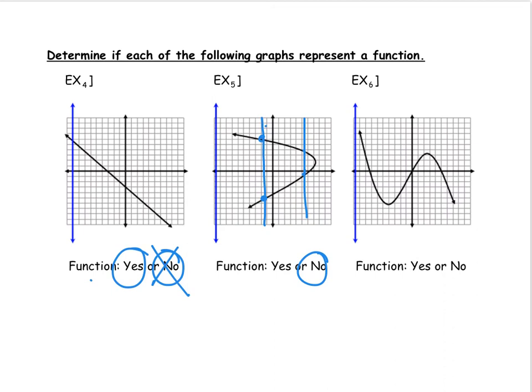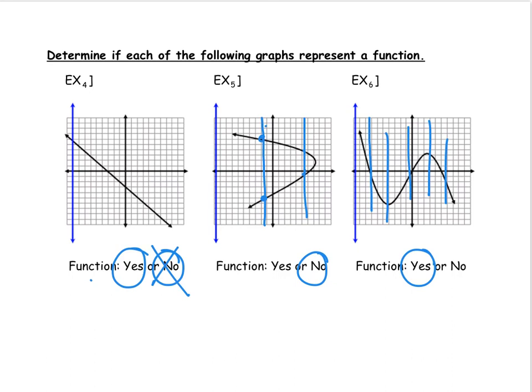All right, for the next one, I can draw a vertical line here. I can draw a vertical line there. No matter where I draw the line, it's only going to cross at one point. So is it a function? Yes. So go ahead and do graphs that look like this on your paper and do the vertical line test on it and take your notes.